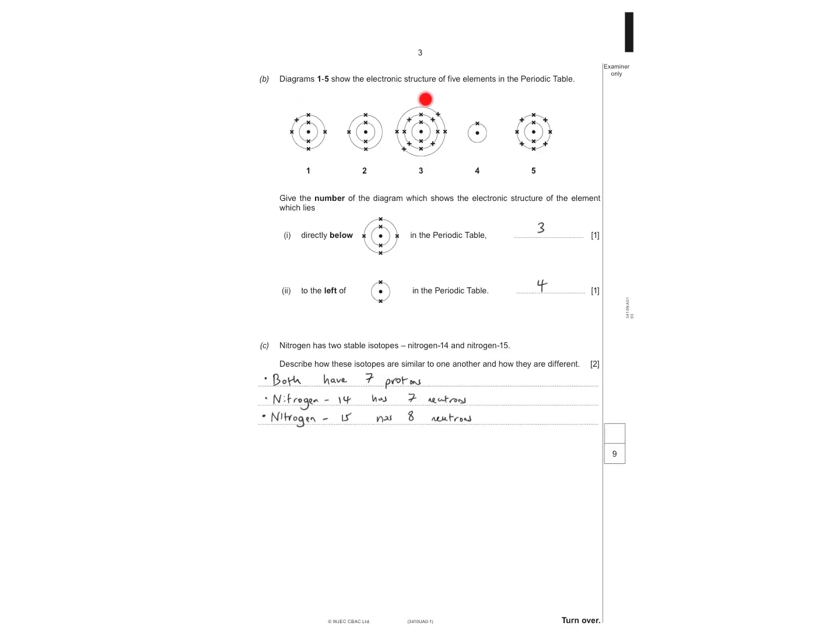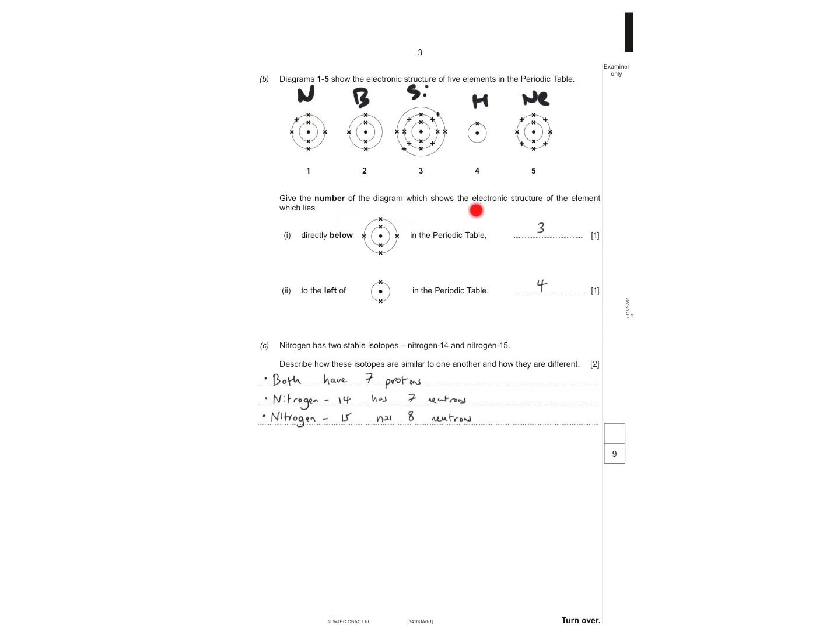Diagrams 1 to 5 show the electronic structure of 5 elements in the periodic table. And again, guys, I'm going to work out what they are. So this here, I've got nitrogen, boron, silicon, hydrogen, and I've got neon. And I've worked that out by counting the number of crosses in total. For example, nitrogen, that one there has got 7 crosses.